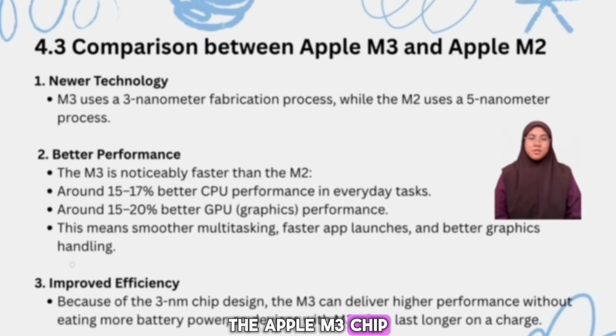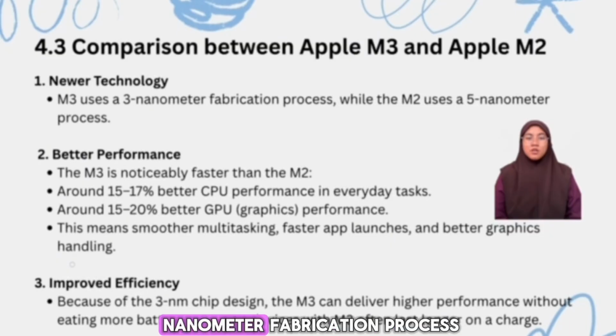The Apple M3 chip represents a clear advancement over the Apple M2, mainly due to improvements in manufacturing technology, performance, and power efficiency. Firstly, the M3 is built using a 3nm fabrication process, while the M2 uses a 5nm process. This new technology allows Apple to place more transistors onto the chip, resulting in better performance, improved thermal management, and greater energy efficiency. As a result, the M3 can perform more tasks at higher speed while generating less heat.